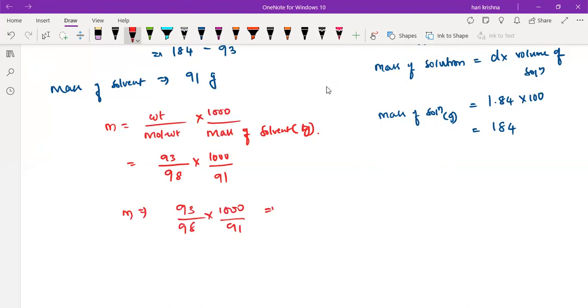Can you tell the answer? What is this? 10.4 mole per kg. Okay, so this is the molarity formula and all.